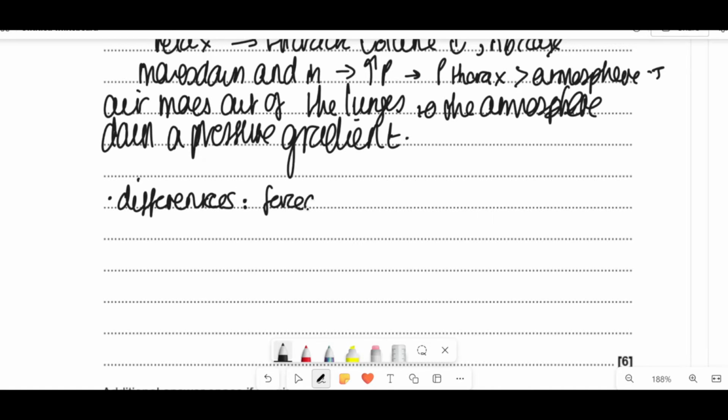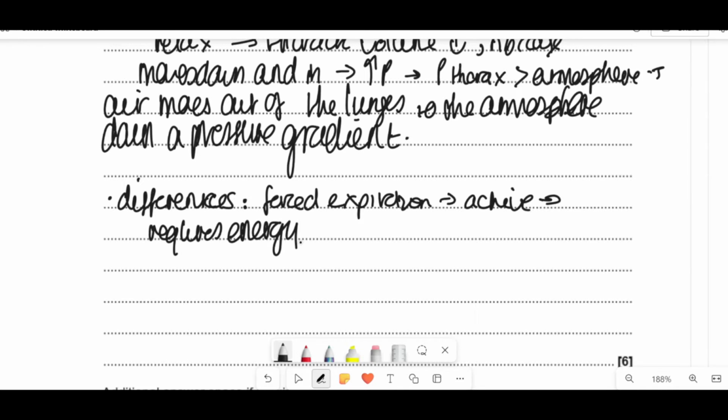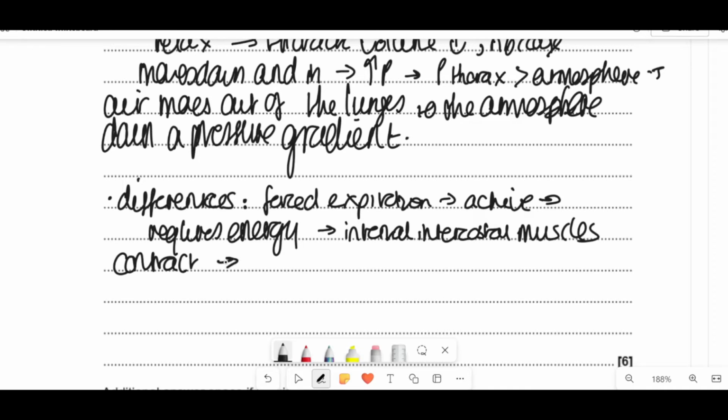So when you are forced expiring, what's happening is that this is an active process and it requires energy. Somewhere along the line, muscles have to be contracting because all muscles contract and relax. That's all they can do. So something is making you shove air out harder, which means something has to be contracting. The difference is your internal intercostal muscles. These are the only times that they're doing their job. Internal intercostal muscles contract. Therefore, this pulls the ribs down further, and this decreases the volume of the thorax and the pressure of the thorax increases more.